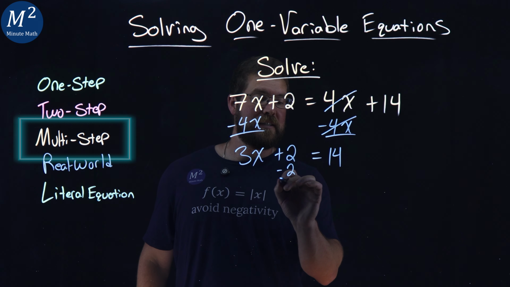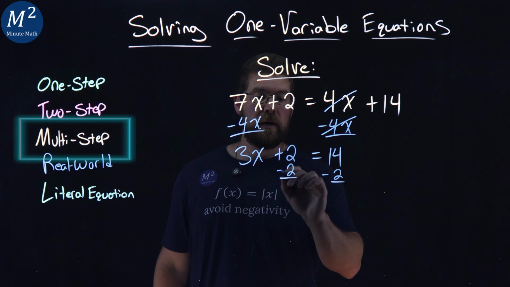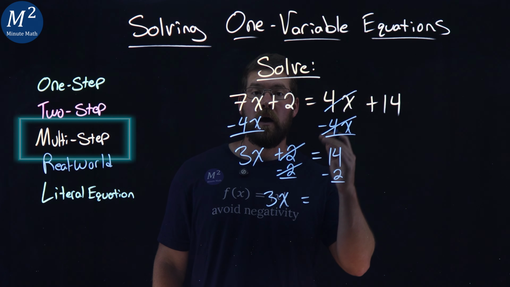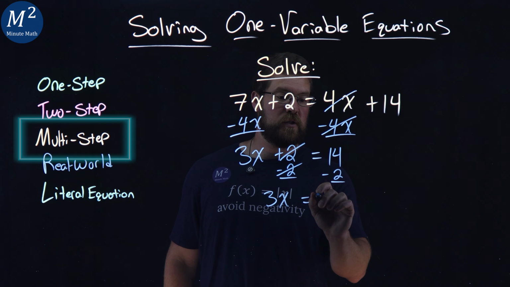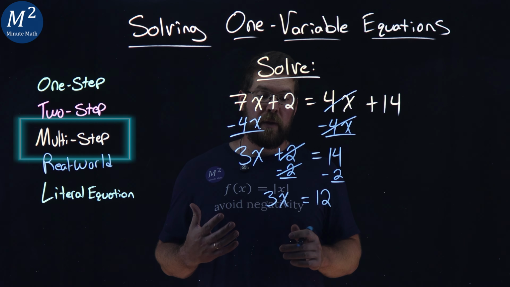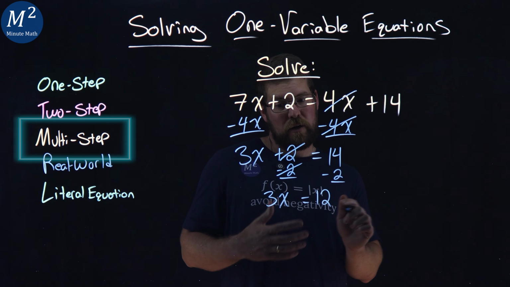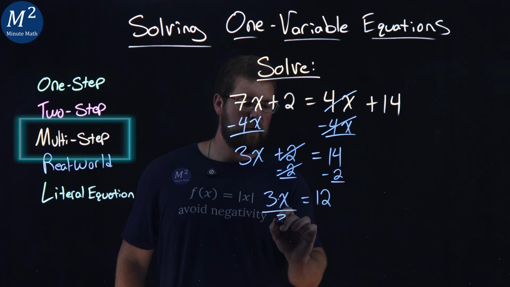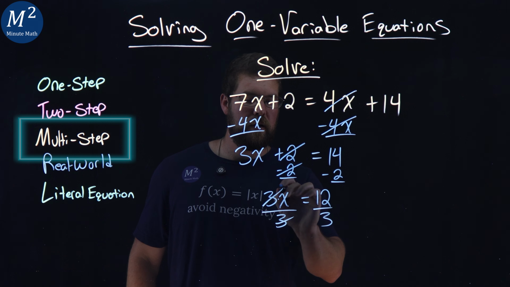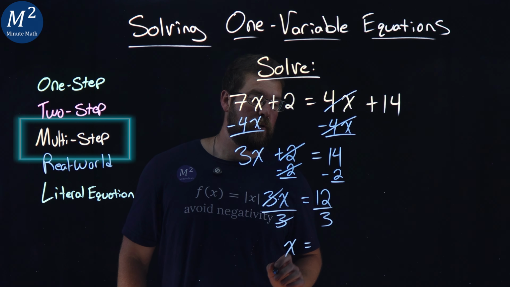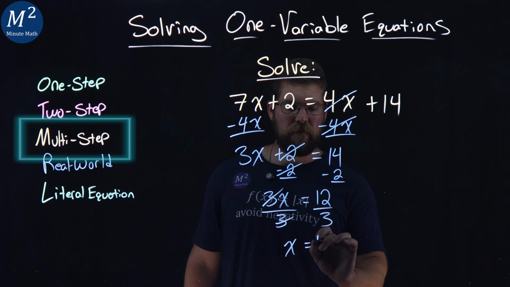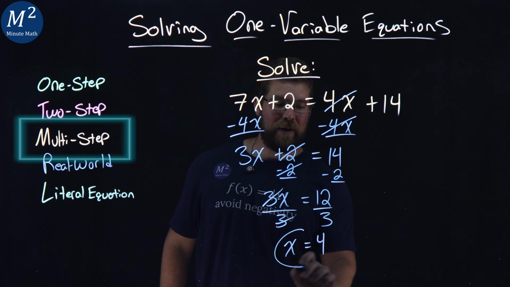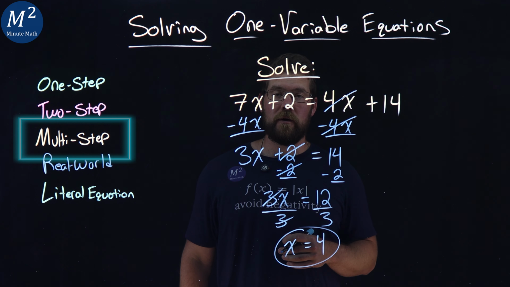I now want to subtract a 2 to both sides of the equation. The 2's cancel on the left. 3x by itself is equal to 14 minus 2, which is a 12. Then from there, 3x equals 12. That's multiplication. Opposite of multiplication, division. Divide both sides by a 3. X is now by itself, and 12 divided by 3 is a 4. And so we solved our multi-step equation, and we got x equals 4.